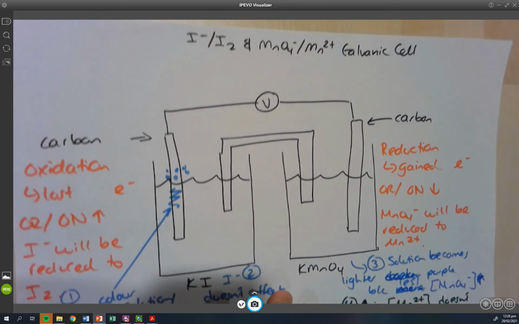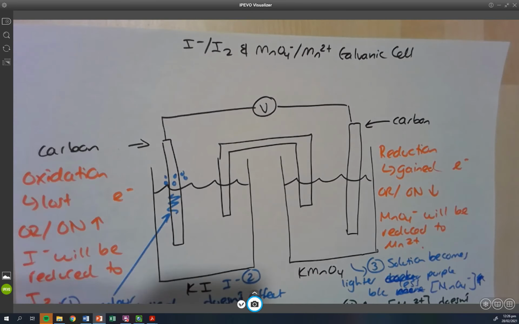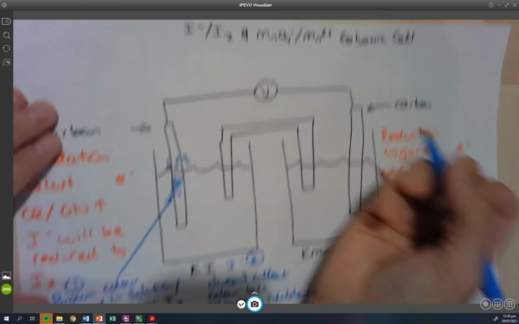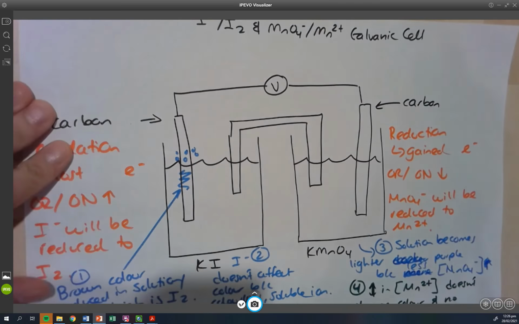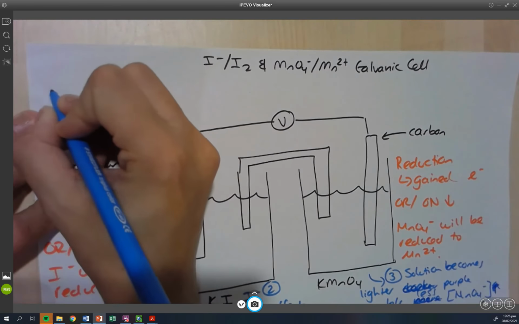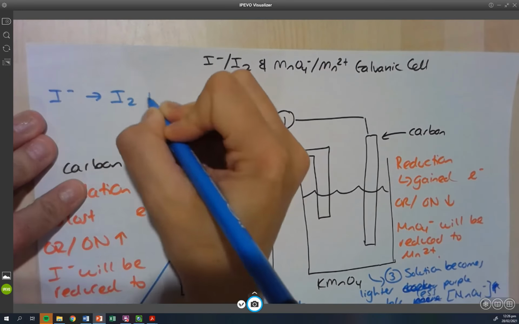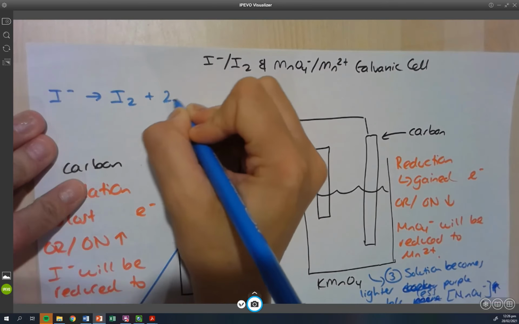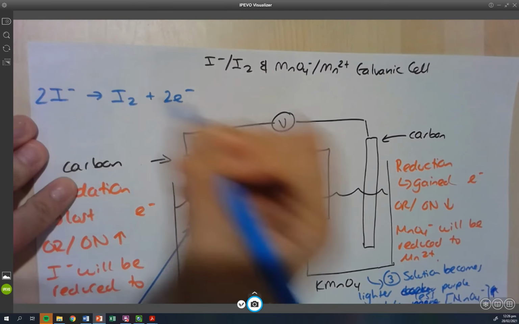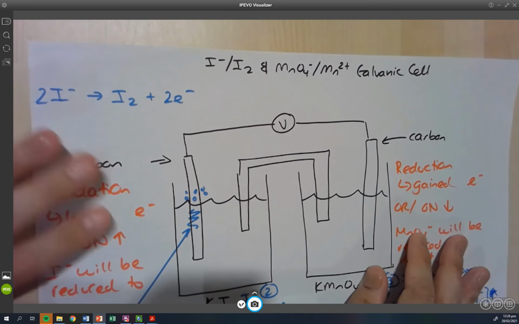Let's go do the half equations because that's going to help clear up my mind. So with these half equations, the one you have to think about is that they're a little bit more complicated. I'll do the iodide first. So in this case, I would have I minus becoming I2 and losing, in this case, 2 electrons, because that's a 2. So that's that half equation done.